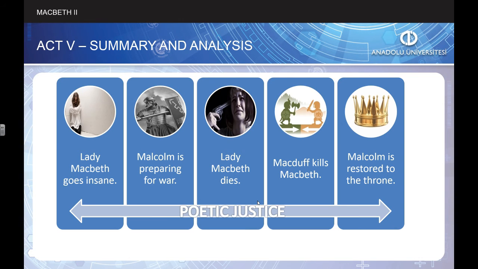The scene makes it clear that Macbeth is blinded by his ambition, and in the final scene of the play, Malcolm is restored to the throne. These two last scenes can be presented as poetic justice. Good are rewarded, bad are punished.